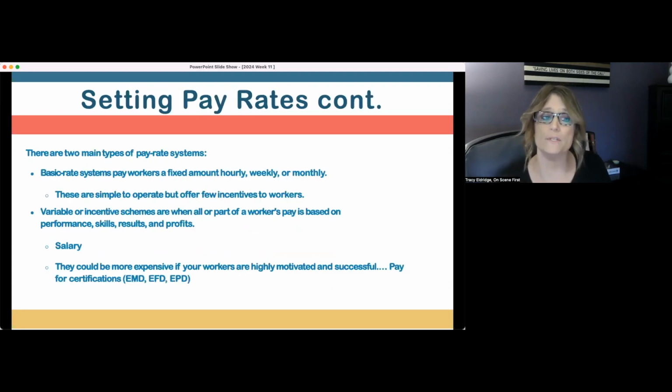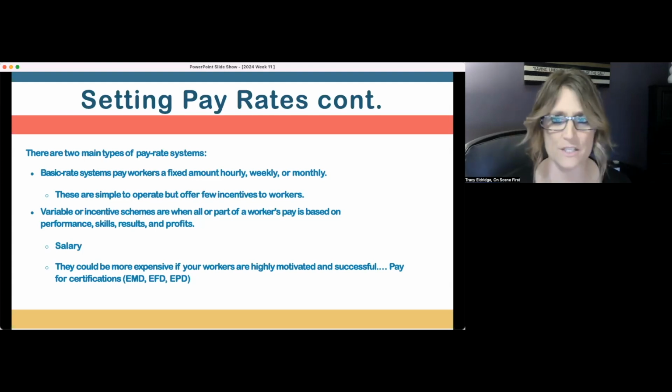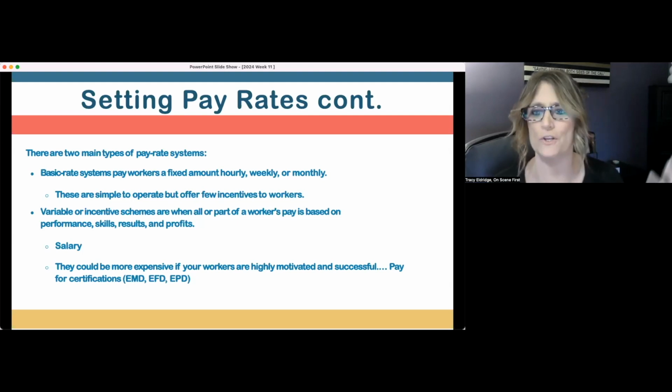There are two types of pay rate systems when it comes to setting pay rates. And again, I said this before, this is stuff that is probably already established, has nothing to do with you, but is set to be on the exam. So while we know how our agencies work for the most part, it's important for you to know that there are other types of things out there because not every agency is the same. So there are two main types of pay rate systems.